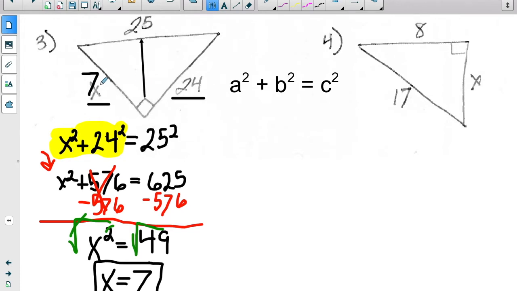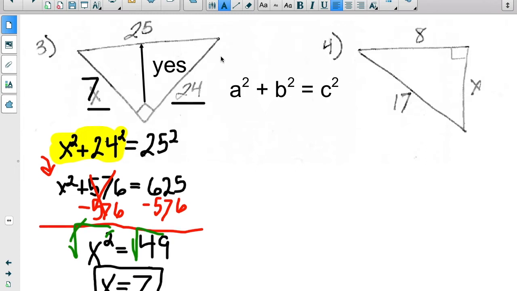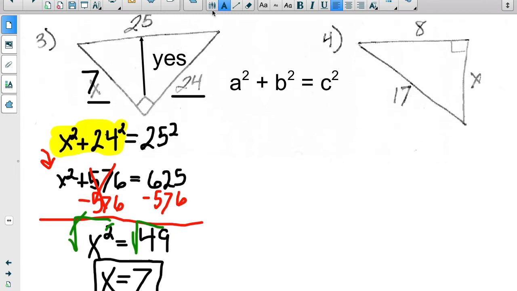Next is determining whether it's a Pythagorean triple or not. When we look at the side lengths, we have 7, 24, and 25. Those are all whole numbers, so yes, it is a Pythagorean triple because we don't have any decimal places. We don't have any radicals left over. So this would be a Pythagorean triple. Okay, so we're going to look at one more of those and then we'll move on to the next type.